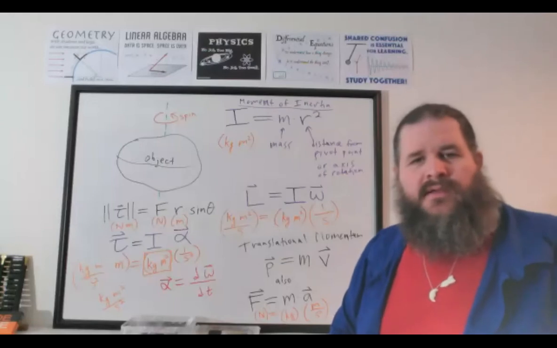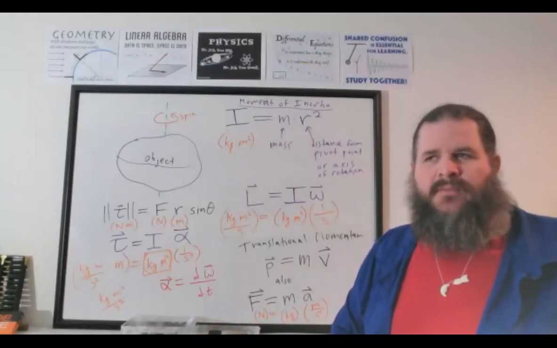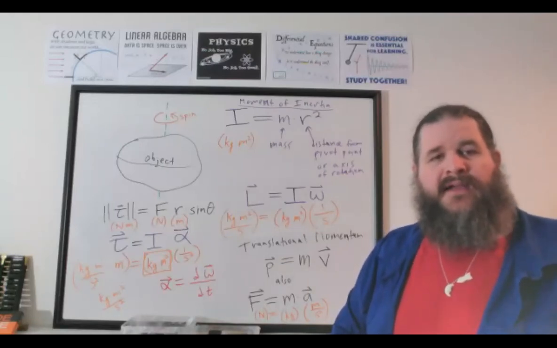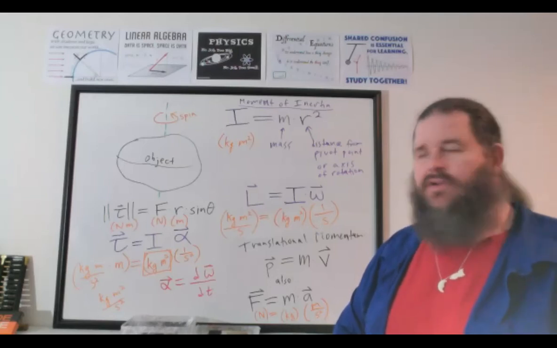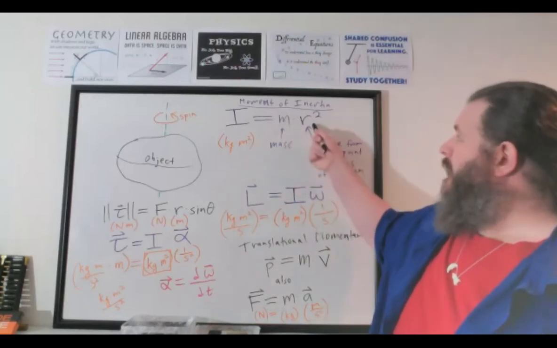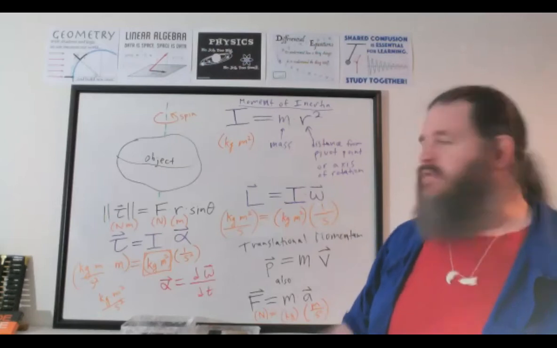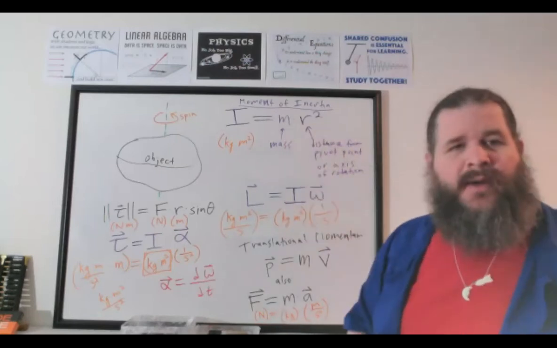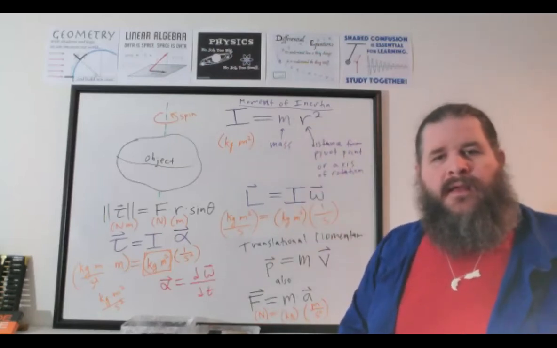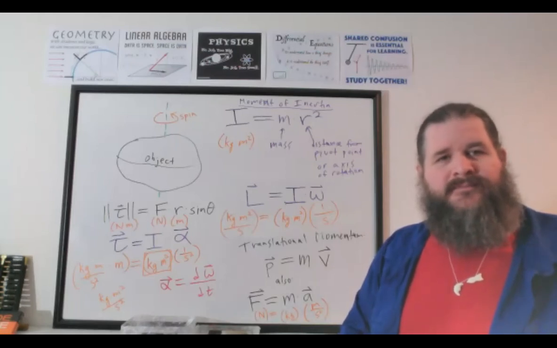So this is, I guess you might say, the most basic or most foundational way of calculating a moment of inertia. If you know the mass of the object and you know how far the object is from the pivot point, you can just multiply that mass times that distance squared. Any questions on that so far?